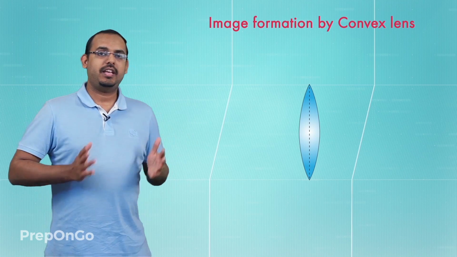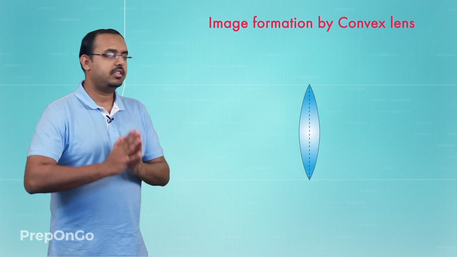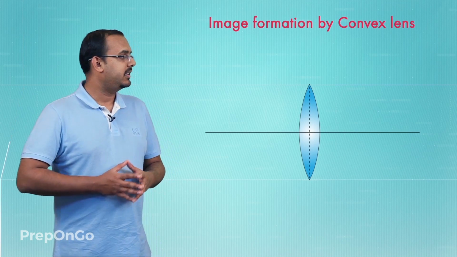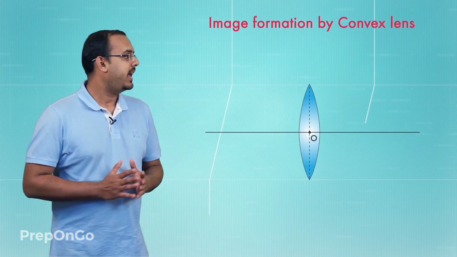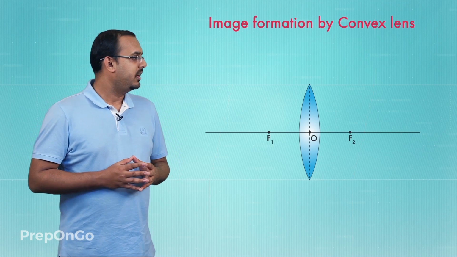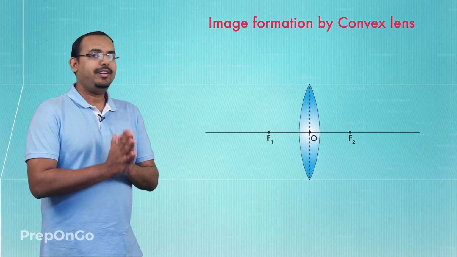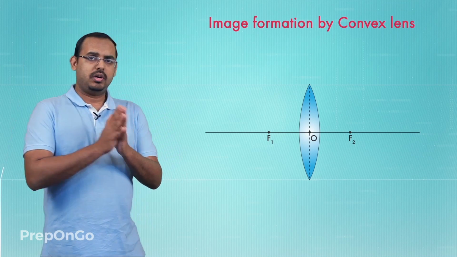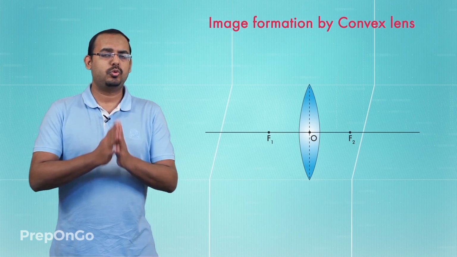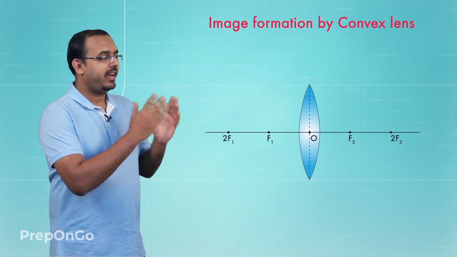So we have taken a convex lens and we'll mark the basic points on this ray diagram, right? We'll mark the principal axis of the convex lens, the optical center of the convex lens, and both the focus of the convex lens, F1 and F2. Now for the purpose of studying image formations, we'll mark two other points on this ray diagram, which basically help us go through the various image formation cases. So these points are 2F1 and 2F2.